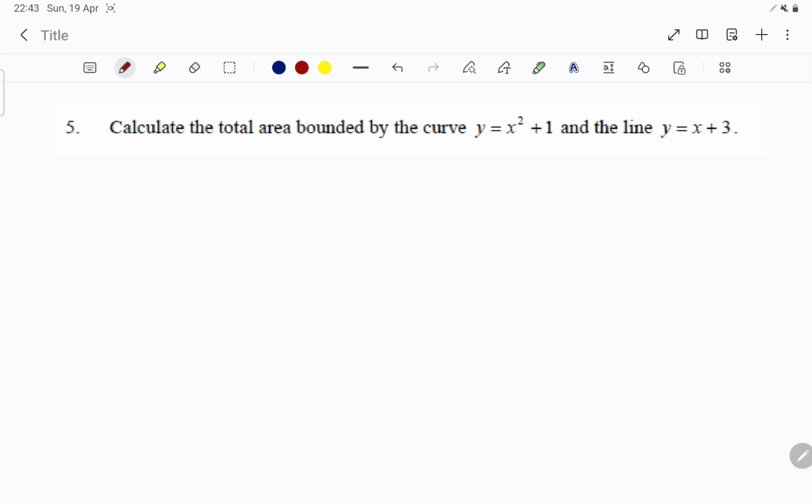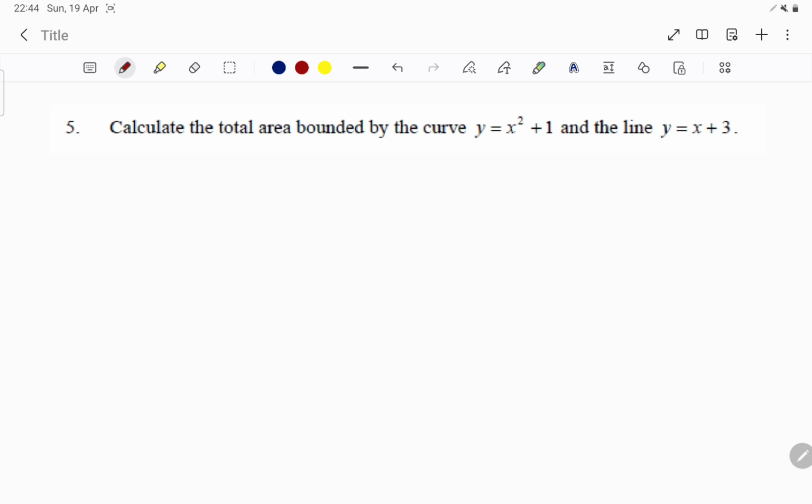Hi, now I will show you tutorial question 4.1, area under the curve, for question 5. For question 5, they said calculate the total area bounded by the curve y equals x squared plus 1 and y equals x plus 3.